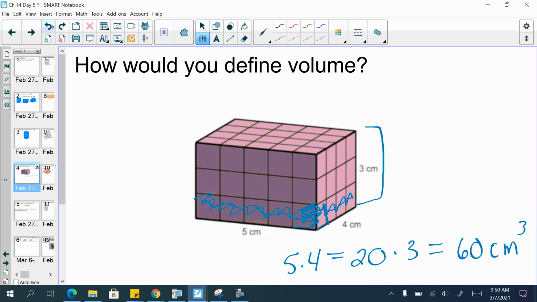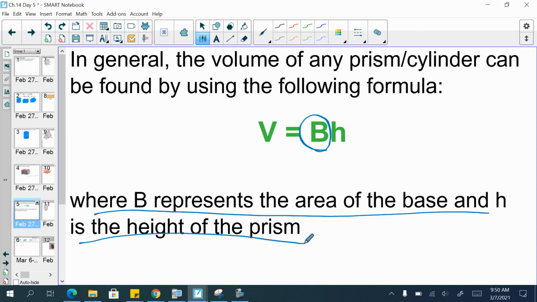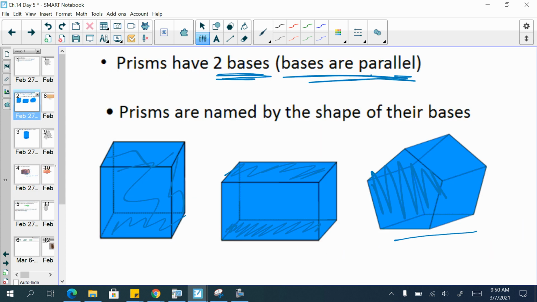So in general, that's what you're going to do. You're going to find the area of the base. The way this formula is written, this B stands for area of the base. And then you're going to multiply it by the height. Now, keep in mind the area of the base can be a different shape, though. Like the one we just looked at was a rectangle, right? So if it's a rectangular prism, you just do length times width to find the area of the base, then multiply it by the height.